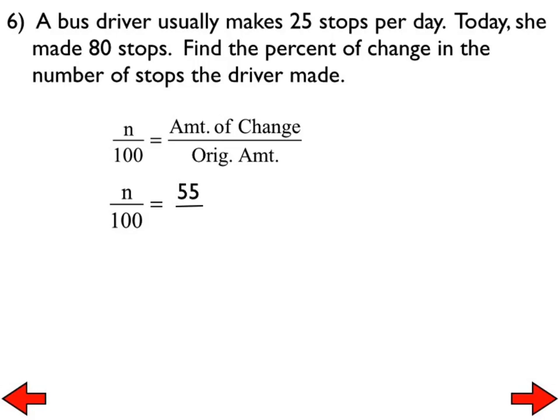N over 100 equals 55 over 25. I like the fact that a lot of you reduced that to 11 over 5 before you even started. That's a good strategy. But regardless of whether you reduced or not, you should end up with 220% change. Going from 25 to 80 is a change of 220%. All right, let's go to number 7.